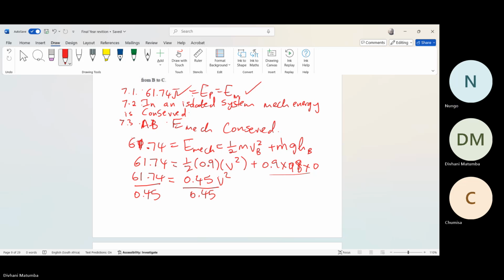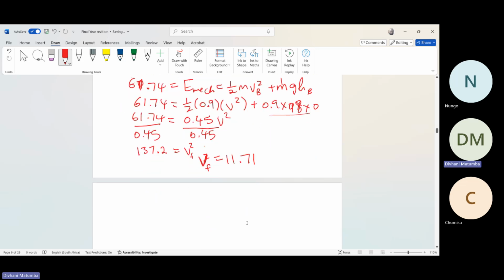137.2 is equal to v squared. And the square root of 137.2? 11.71. Now, this is the final velocity for the initial scenario.